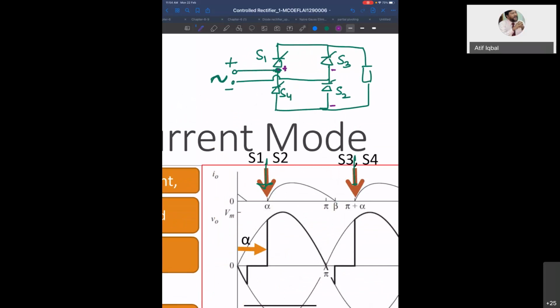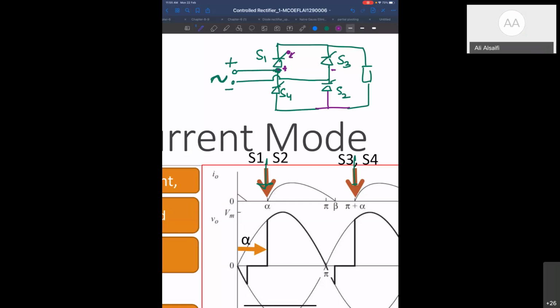S2 will also be forward biased, right? Yes. So it will be forward biased. Now you see it is forward biased, but it will not conduct. When will it conduct? Tell me when it will conduct. When we apply the gate pulse. Yes, exactly. When you apply the gate pulse.